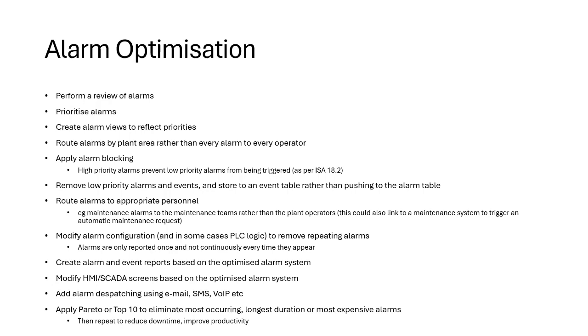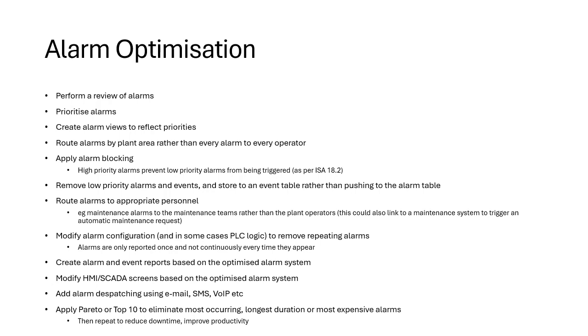And then again, we've got that Pareto or top 10 principle there to eliminate the most occurring, the longest duration alarms. And you also might want to cross-reference against cost. Maybe you're more concerned about cost of your process, so you might want to look at what are your most expensive alarms. It could be an alarm occurs a lot of times, but if it's not affecting the quality of the product, or it's not affecting the actual operation in terms of being able to make whatever it is you make, maybe that's again something that could be downgraded to an event or a low priority alarm.